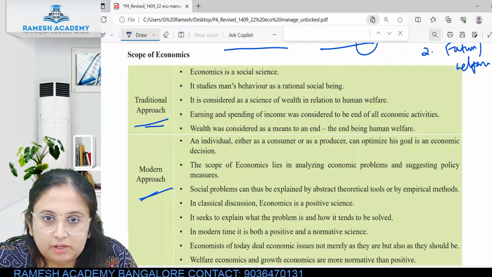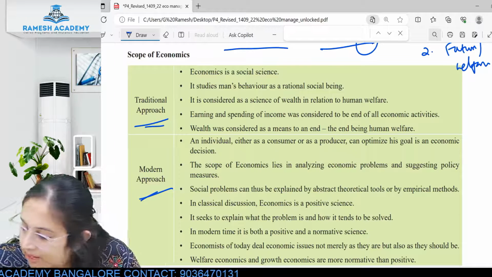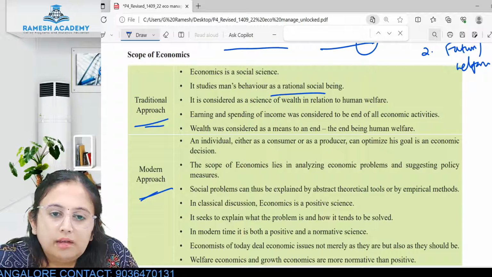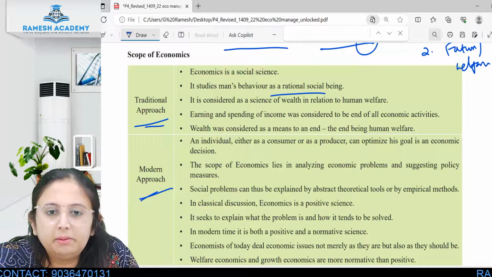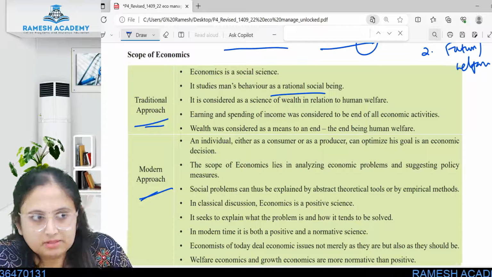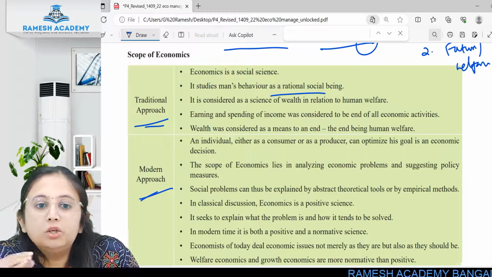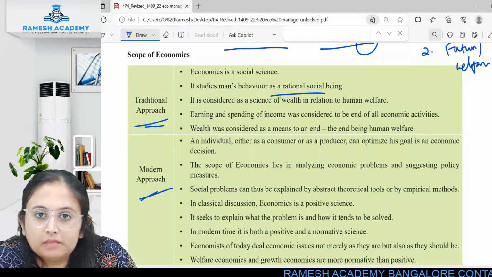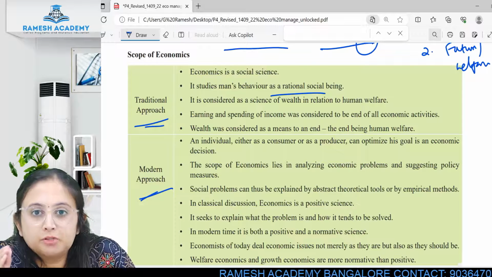So the first one, traditional approach: economics is a social science and it studies man's behavior as a rational social being. Rational means when we say you are rational, you can take a decision about what is good and what is bad. That is rational. You are in a position to understand what is good and what is bad.